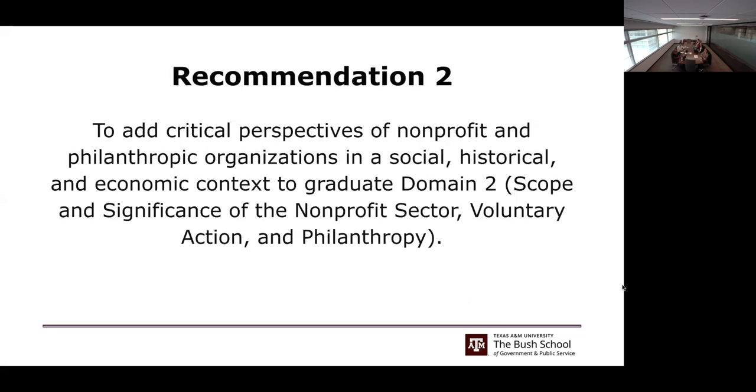Second recommendation, to add critical perspectives of nonprofit and philanthropic organizations in a social, historical, and economic context to graduate domain 2. The sector exists in a dynamic world, and it has sometimes created or perpetuated the harms that we now seek to address. And we can talk about issues of democracy and representation, economic issues, justice broadly.